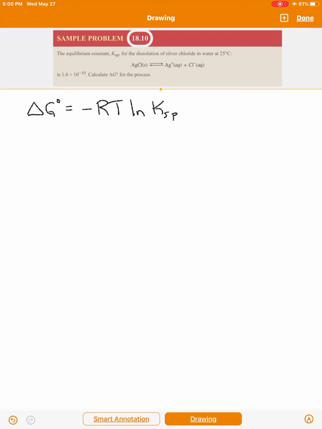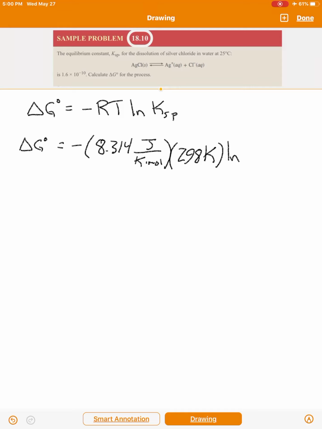Now, when we do energy calculations, and this is certainly an energy calculation, the value of R is generally 8.314 joules per kelvin mole. The value of T needs to be in Kelvin. 25 plus 273 is 298 Kelvin. And then the natural log of KSP in this case would be the natural log of 1.6 times 10 to the minus 10.